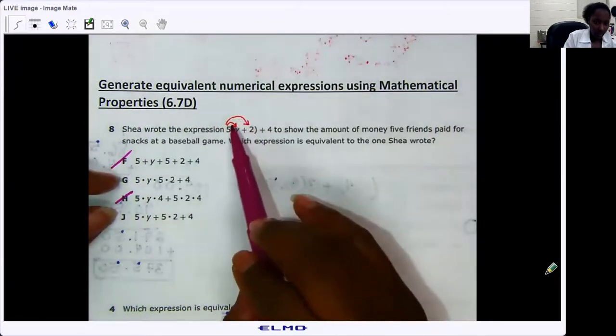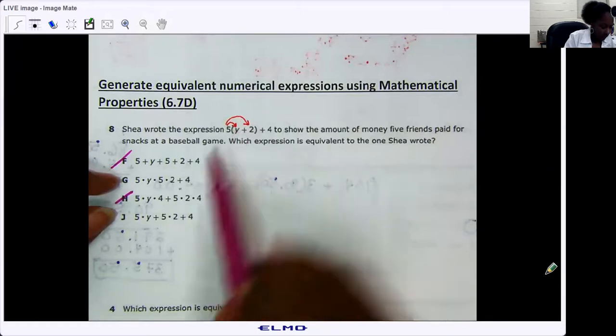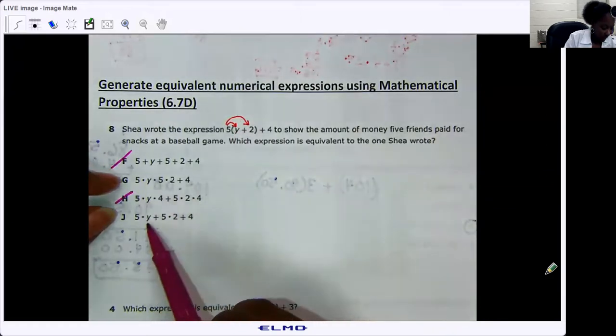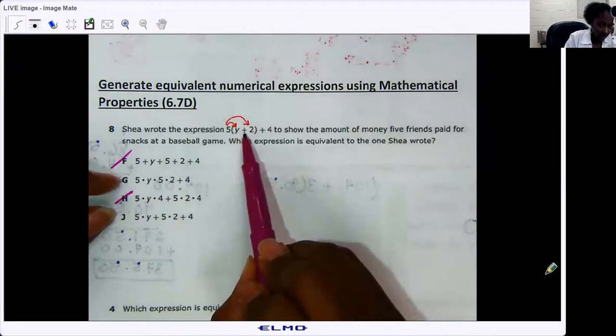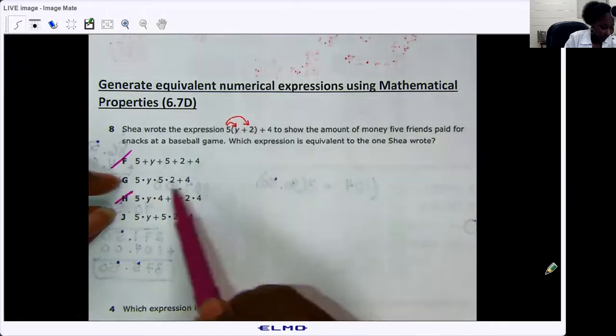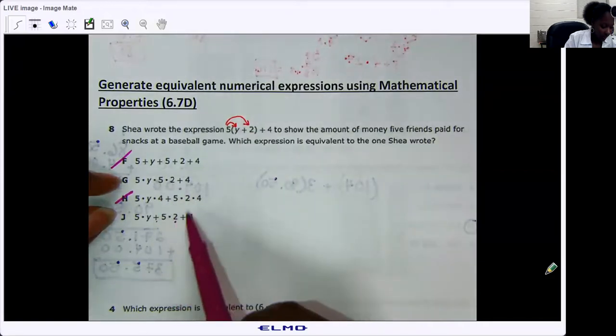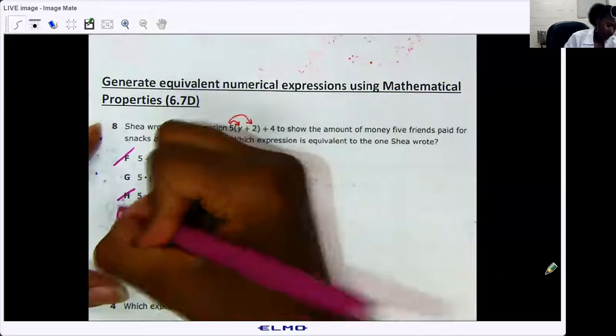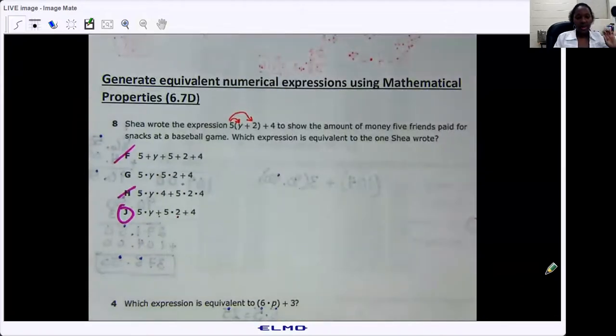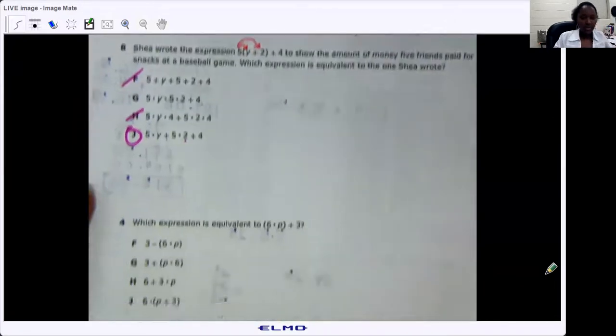Let's go back. 5 times y, plus 5 times 2. This one says times 5 times 2. This one says plus 5 times 2, and then plus 4. So J is our answer, okay? Last one, ladies and gentlemen.